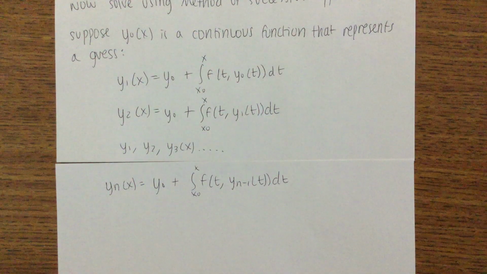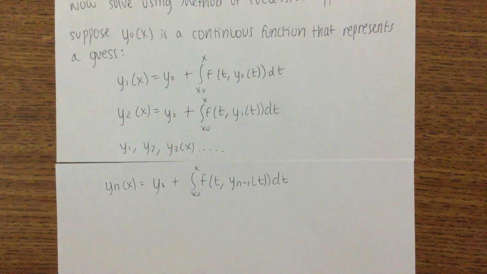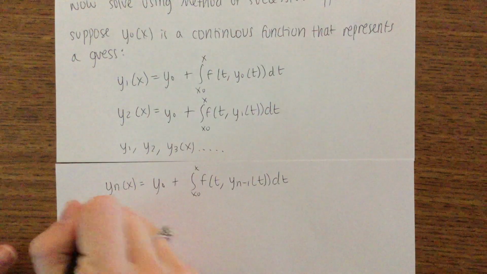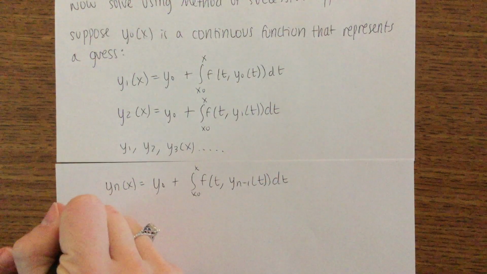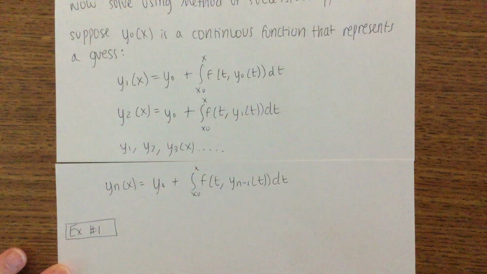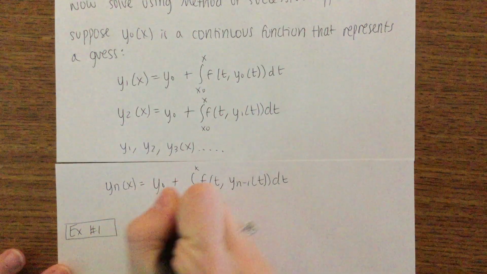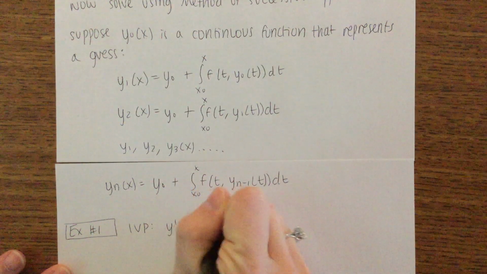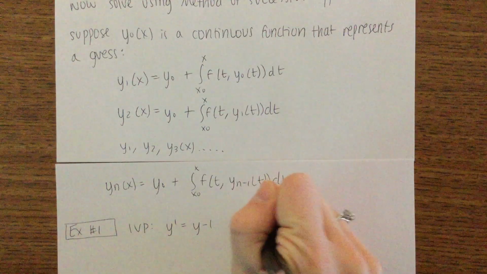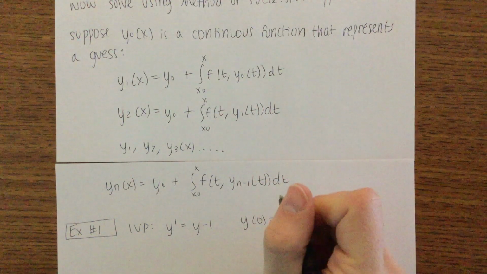Now, I think it's easiest just to do an example, so you see exactly what I'm talking about. First example, consider the initial value problem. y prime equals y minus 1. Initial condition, y of 0 equals 2.